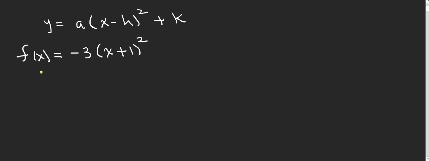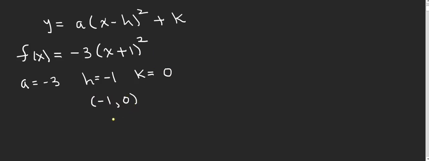But let's try this example right here. You got f of x equals negative 3 quantity x plus 1 squared. So your a is negative 3. Again, this is in vertex form. You get h equals negative 1. What about k? K is going to be 0. So your vertex is negative 1 comma 0. And your axis of symmetry is going to be x equals negative 1.